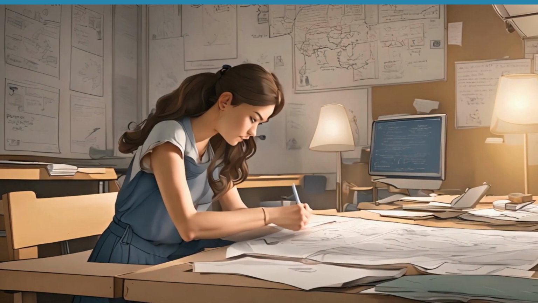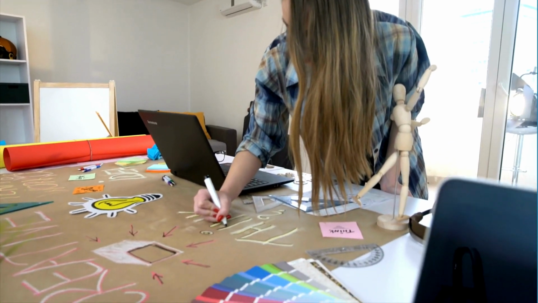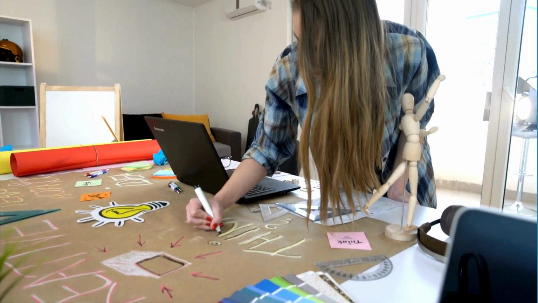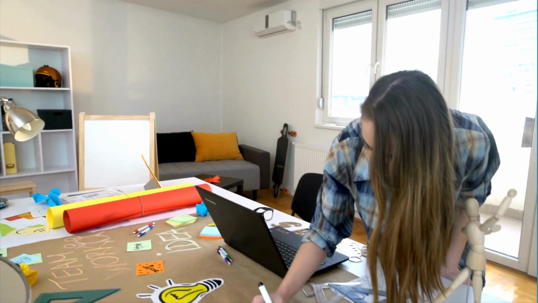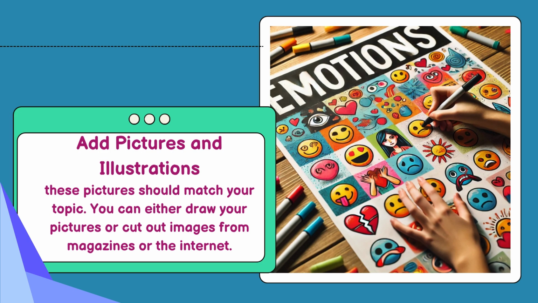Now let's add the title. The title tells people what your poster is about, so make it big and clear. Use colorful markers to make your title stand out. For example, if your poster is about emotions, you can write "My favorite emotion" at the top. Make sure it's easy to read from far away.